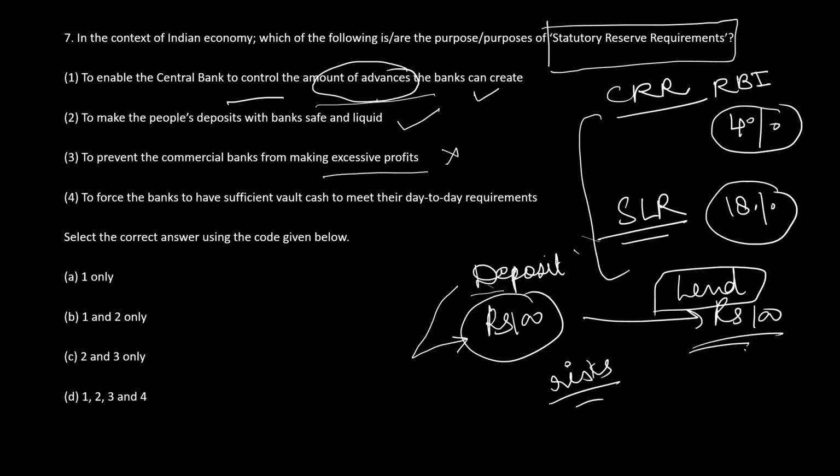To force the bank to make sufficient vault cash to meet the day-to-day requirement. They are not forcing the bank to have sufficient vault cash. They're asking them to keep some amount as CRR and SLR so that banking functionality can be good. So first and second are correct.